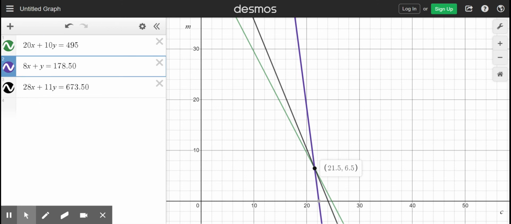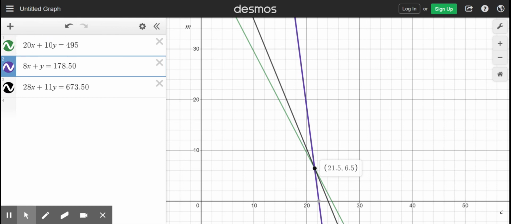And so adding them together, this is now talking about her total. What's interesting, though, is by adding them, we didn't eliminate one of the variables. So we didn't make it easier to solve here. However, it does still go through that same point. So it's still valid for finding the solution.